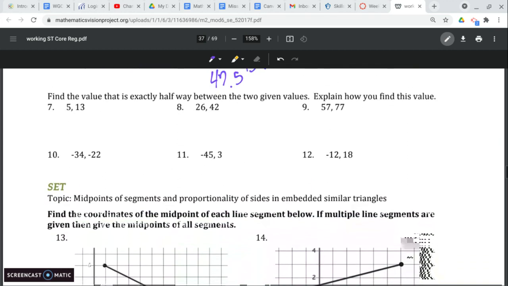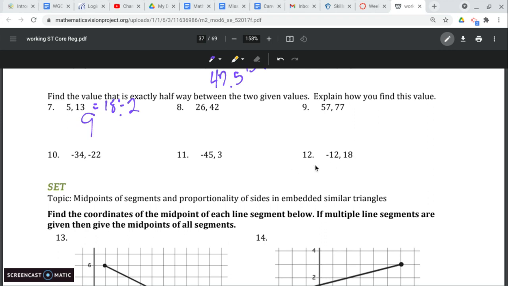Now, what we want to do here is find the value that is exactly halfway between the 2 given values. Explain how you find this. So if we want to find the exact point between 5 and 13, what are we going to do? We're going to find the middle. So we're going to find the average. We add the 2 together. 5 plus 13 is 18. We divide it by 2, and we get 9. So the middle number is 9, the exact middle or the midpoint. So midpoint is your key word for this lesson.